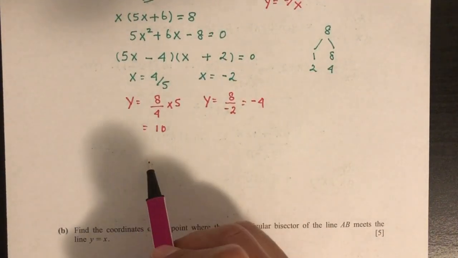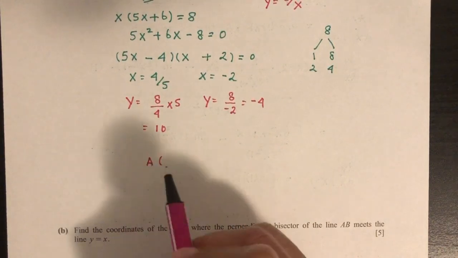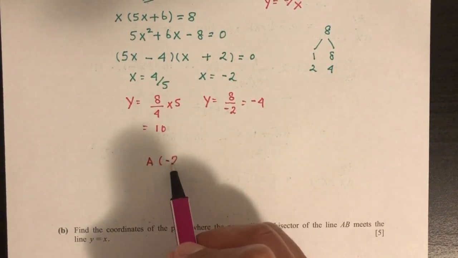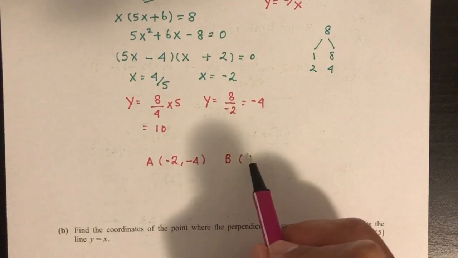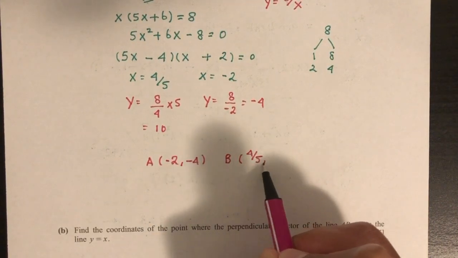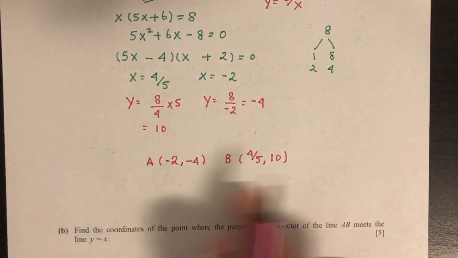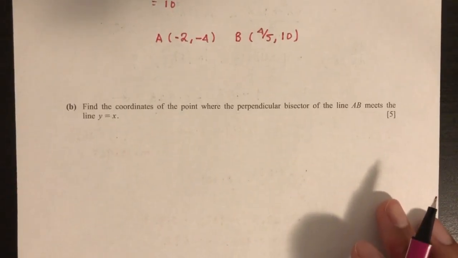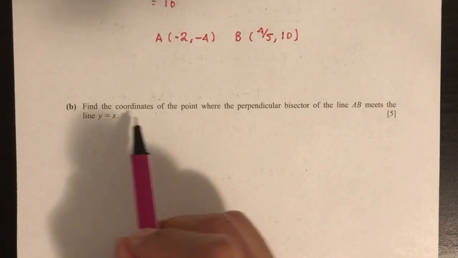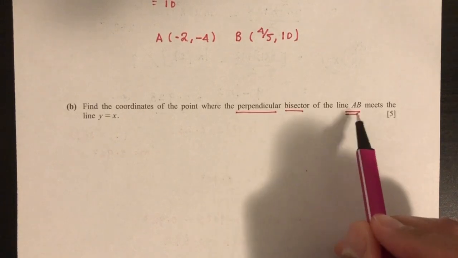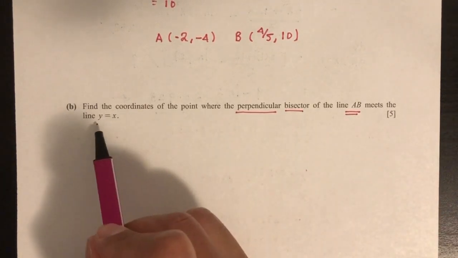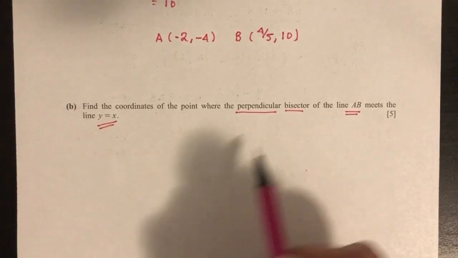So the point A will be minus 2 and minus 4. And the point B is 4 over 5, 10. Those are the two points. Now, find the coordinates of the point where the perpendicular bisector of the line AB meets the line y equal to x.